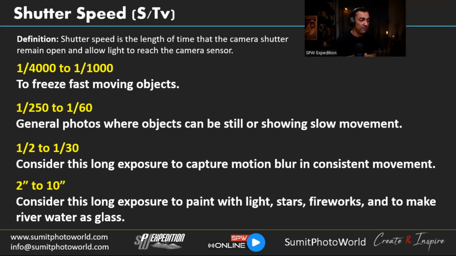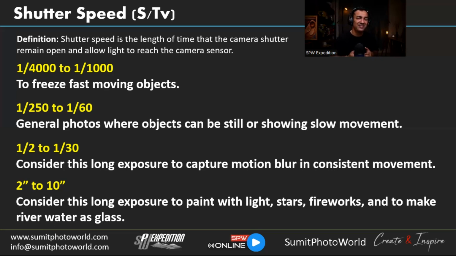So 1/4000 to 1/2000 is a very high shutter speed. Now we have some professional devices which support 1/8000 also, to freeze fast moving objects. 1/250 to 1/60, these shutter speeds we call for general photos. Even someone walking slowly, gently, you can capture with 1/250.